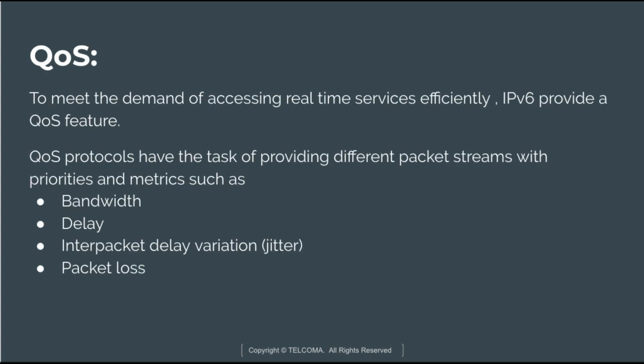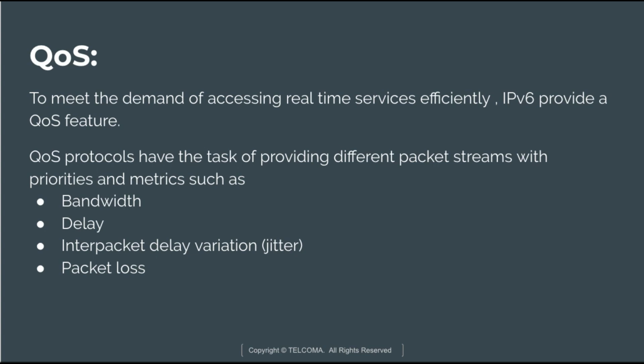According to the basic IP model, all the packets in the network are treated similarly. That means all the packets are forwarded with best effort according to the first come first serve principle. So here the quality of service plays an important role. To meet the demand of accessing real-time service efficiently, IPv6 provides a QoS feature.